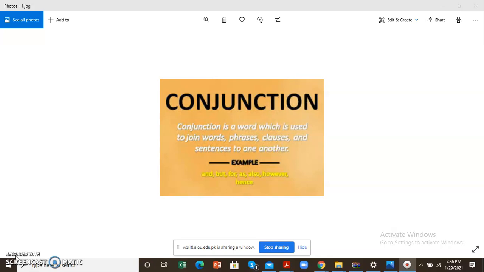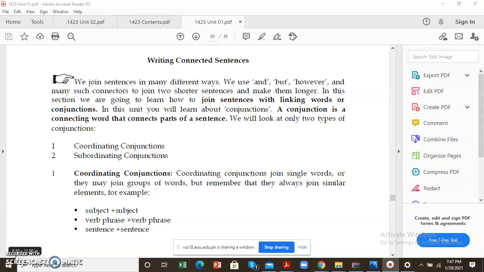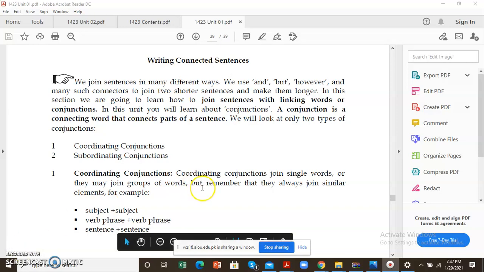Conjunction is a word which is used to join words, phrases, clauses, and sentences to one another. For example, we can quote the use of the words and, but, for, as, also, however, then. Let's learn it with the example of a few written sentences. We join sentences in many different ways. We use and, but, however, and many such connectors to join two shorter sentences and make them longer.